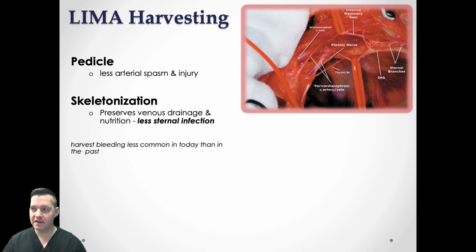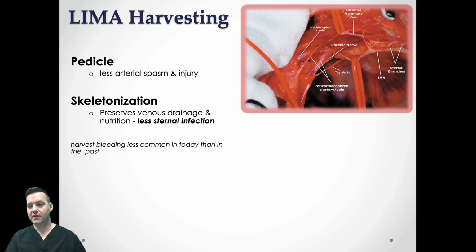There's really two ways to take this down. You can either take the full pedicle or you can do skeletonization. What does that mean? So the pedicle would be that you're going to take the LIMA and have it encased in its natural tissue, fascia, fatty tissue, and pleura. You're going to take that whole thing down, and then you're going to graft that. That prevents you from having to dissect out the artery independently, which there was some concern could lead to spasm or injury leading to bleeding. This is the more classic way that folks are taught.